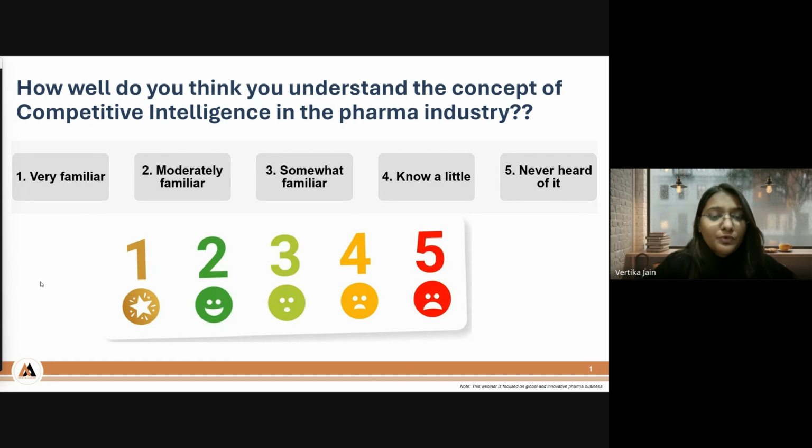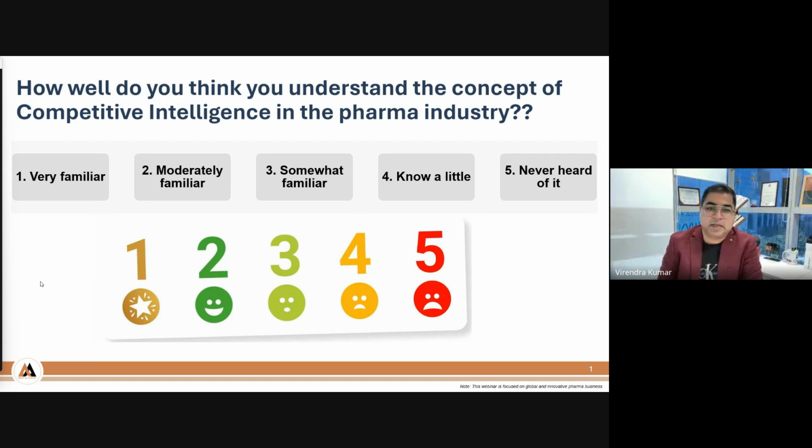Now you can move to the chat box, and there you will see the poll option, and you can choose the option that you want to answer. It's a triangle, rectangle, and circle icon.